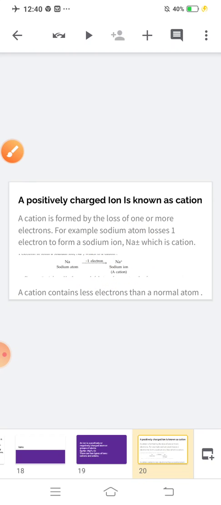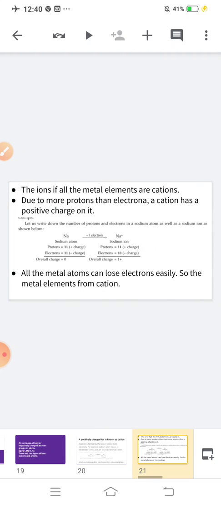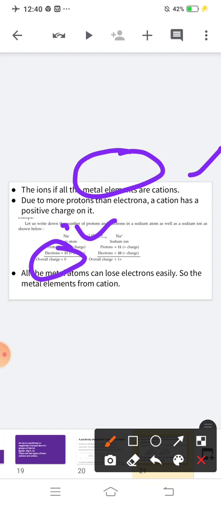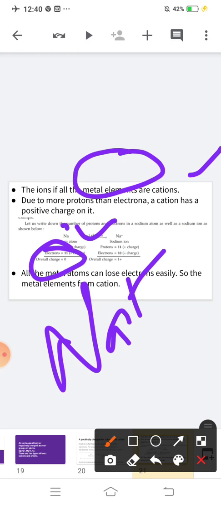A cation always contains fewer electrons than a normal atom. Clear? Why? Because they are losing electrons. If they lose electrons, automatically the number of electrons will decrease. Is this clear? Now, all the metal elements are cations. Due to more protons than electrons, a cation has a positive charge on it. If we are talking about sodium, in Na, your proton count is 11, that means positive charge is 11, and electrons are 11, minus 11. Now if we are talking about Na plus, that means it has already lost one electron.